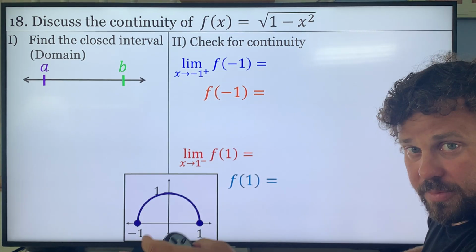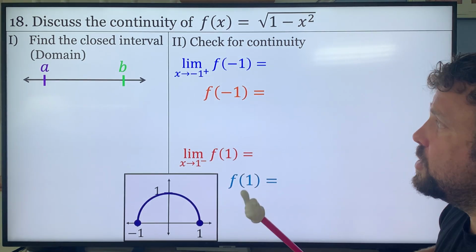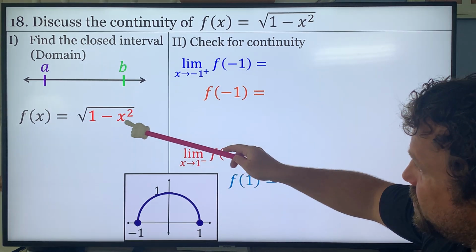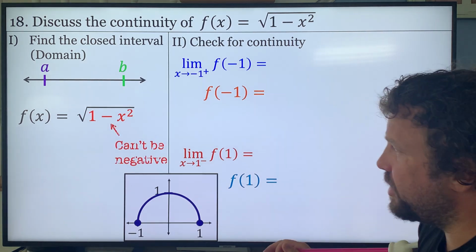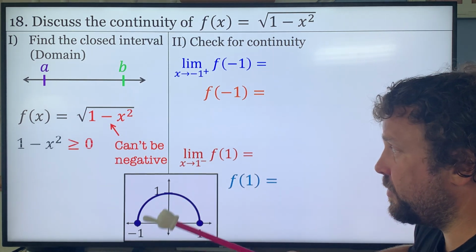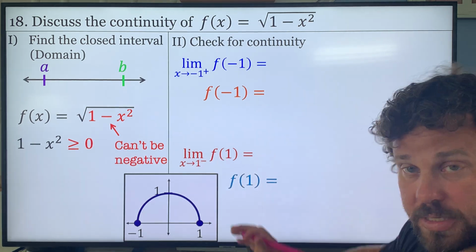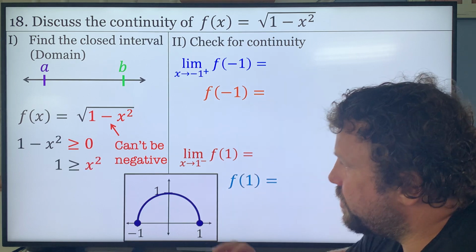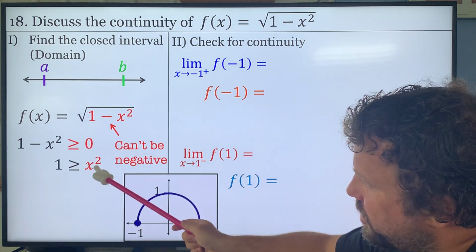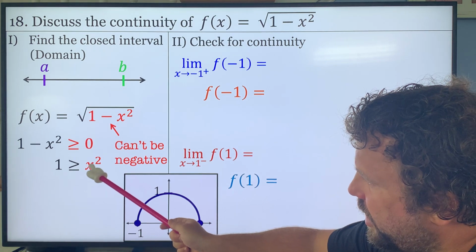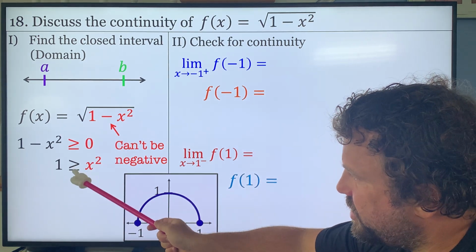They have to be positive numbers. They also could be 0. So they have to be greater than or equal to 0. When you have f of x equaling this, the inside part can't be negative. So it can't be less than 0. Therefore it has to be greater than or equal to 0. So you solve for x squared here. You subtract 1 from both sides, or you add x squared to both sides, and then you divide by negative 1. You just end up with x squared is less than or equal to 1.